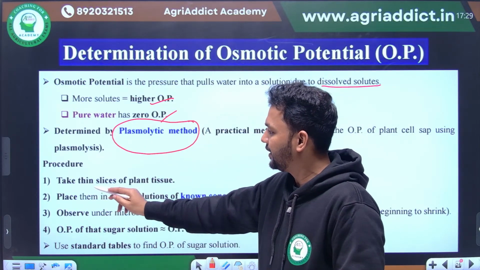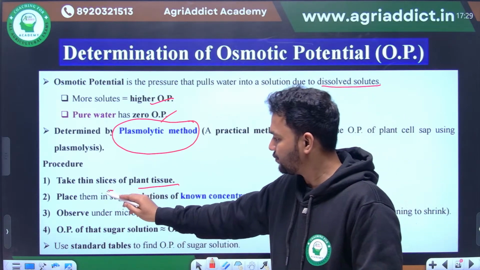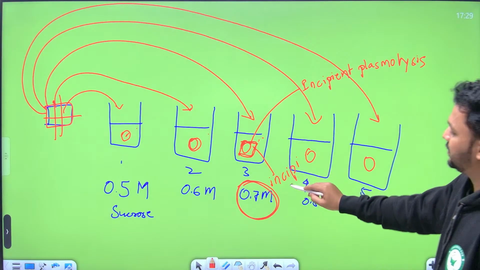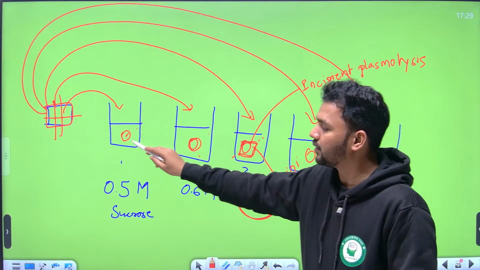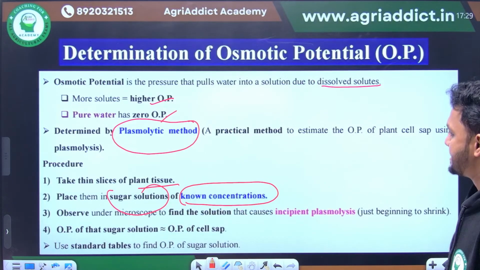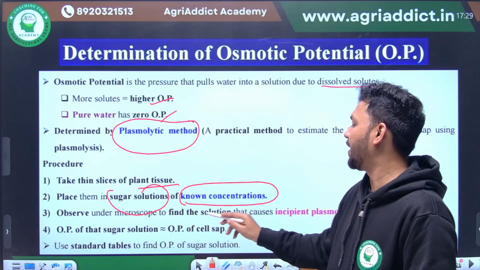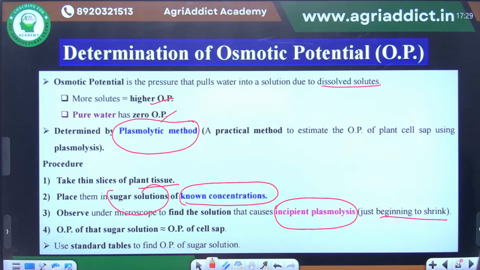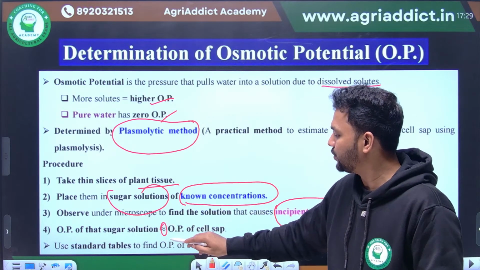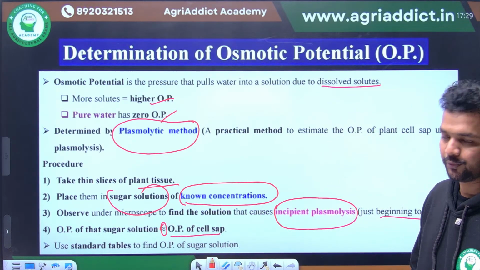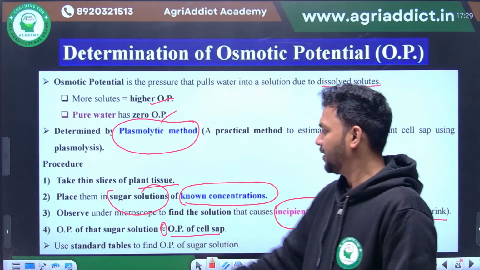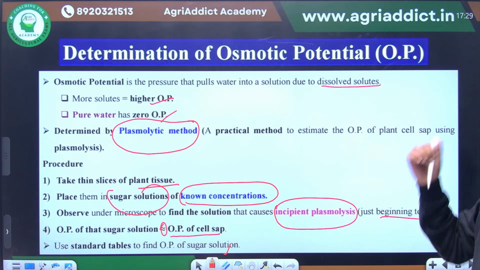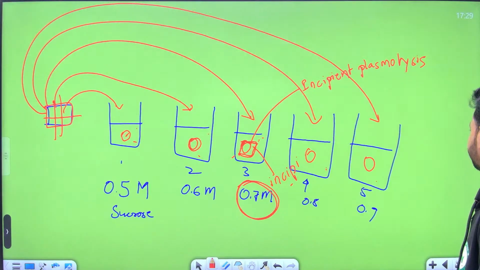What is the procedure? Plant tissue is taken and placed in sugar solution of known concentration. Right. The sucrose solutions are of known concentration. And observe under the microscope to find the solution that causes incipient plasmolysis, just beginning to shrink. The OP of that sugar solution is nearly equal to the OP of the cell sap, the osmotic potential or osmotic pressure of the cell sap. Use standard tables to find the OP of the sugar solution.